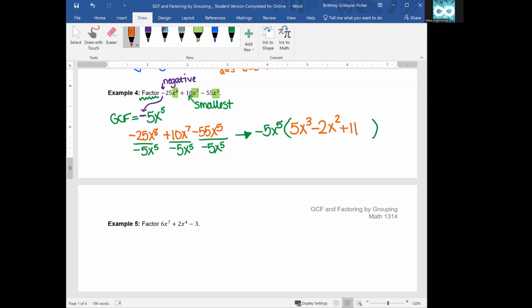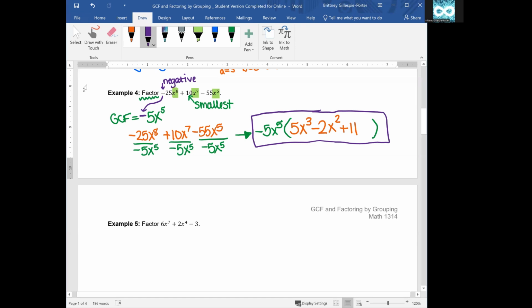Here, we have not talked about how to factor an x cubed, x squared, constant, so where we don't have everything. So we are done. Our answer is that negative 5x to the 5th times 5x cubed minus 2x squared plus 11.